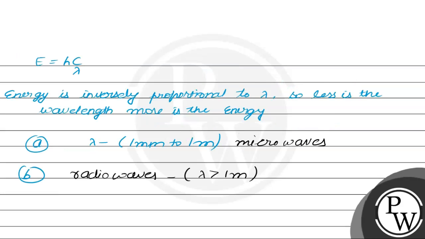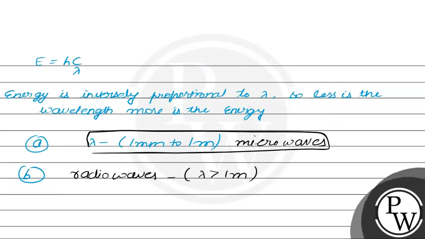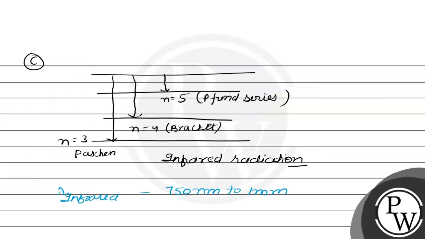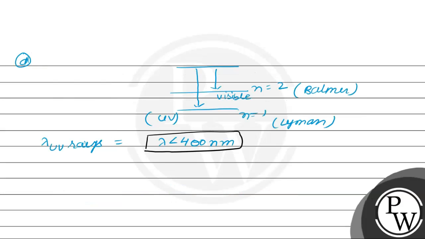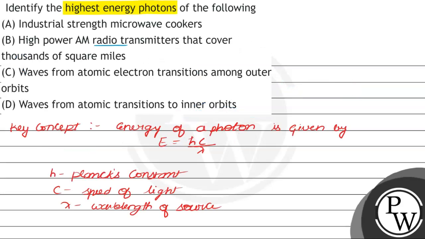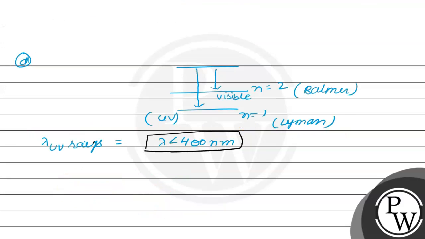So out of the given four options, the wavelength of radio waves was greater than 1 meter, and the infrared radiation wavelength was 750 nanometers. Out of these, the shortest wavelength is of UV rays. So we can say that the highest energy photons should be of waves from atomic transitions to inner orbits. That is option D, the correct option of this question.